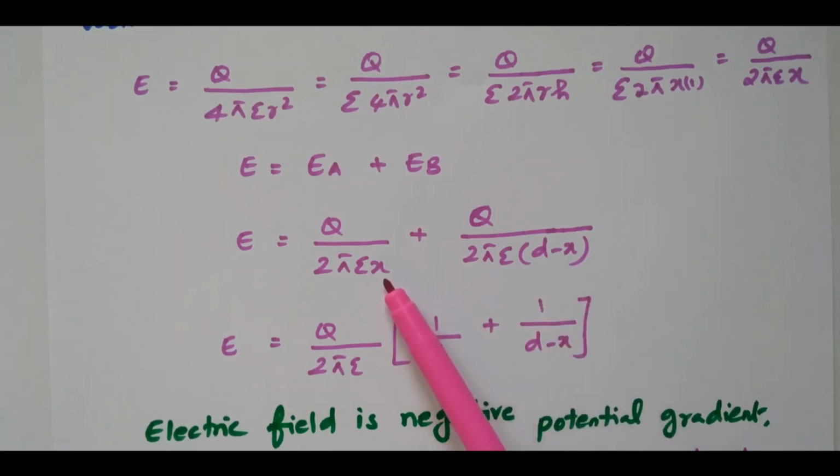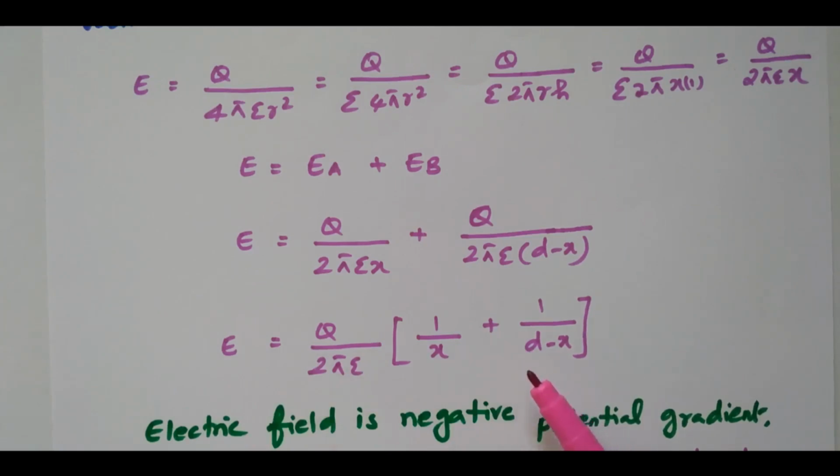So conductor A is located at a distance x meter, conductor B is located at a distance d minus x. Now this q divided by 2 pi epsilon is constant. It is commonly available between these two, so we can take it outside. So what we got is q divided by 2 pi epsilon times (1 by x plus 1 by d minus x), right? Now we got the expression for the electric field.